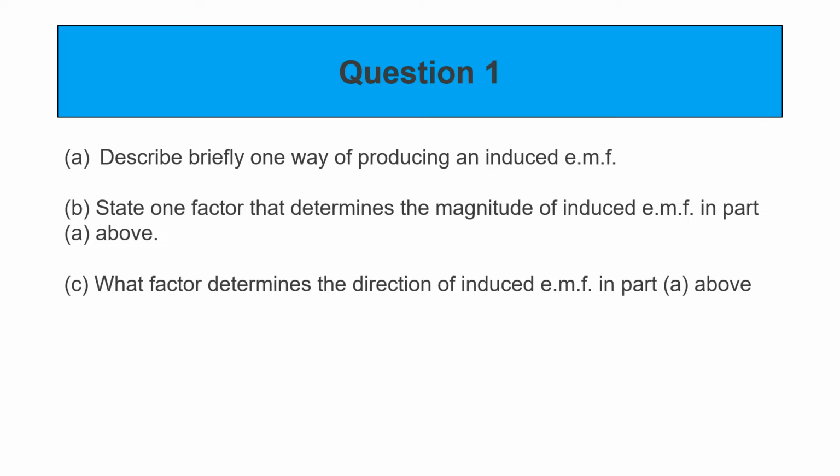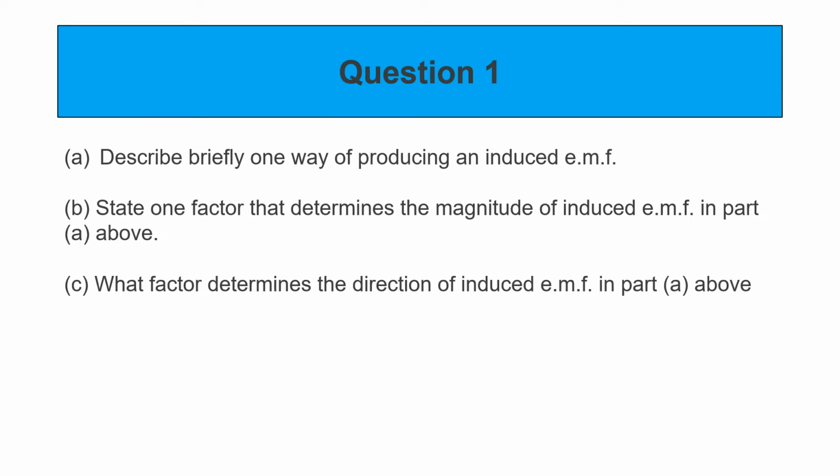Question number 1. Describe briefly one way of producing an induced EMF. B part, state one factor that determines the magnitude of the induced EMF in part A above. C part of the question, what factor determines the direction of the induced EMF in part A above?